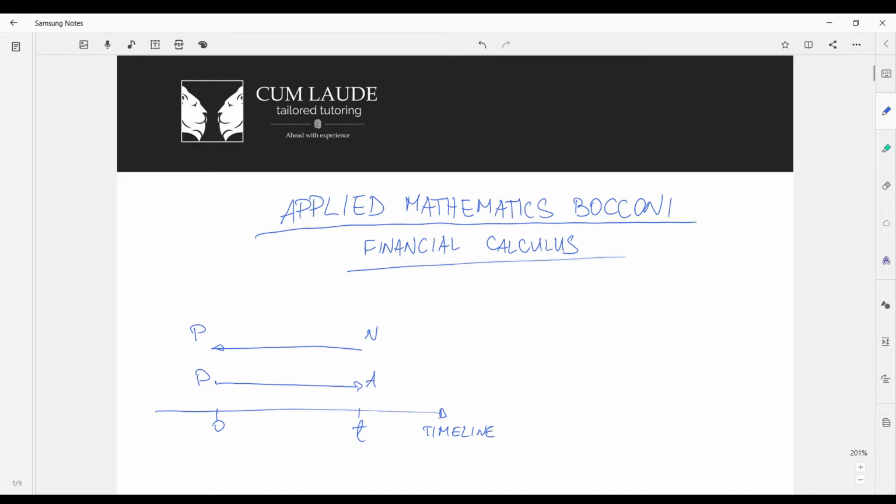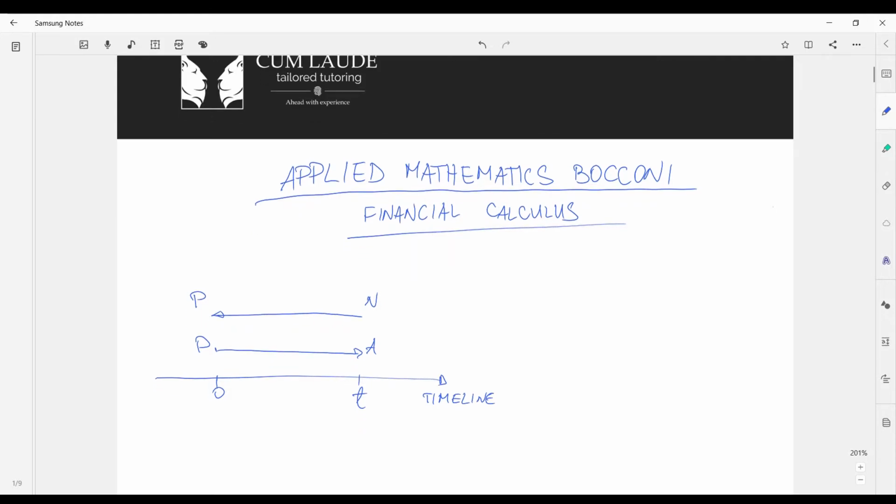Hi guys, today we are going to speak about applied mathematics for Bocconi and we are going to concentrate ourselves on the financial calculus. The best way to start is speaking about the two types of processes that we have in financial calculus. The first type are the so-called accumulation processes, which would be this process that you can see here.